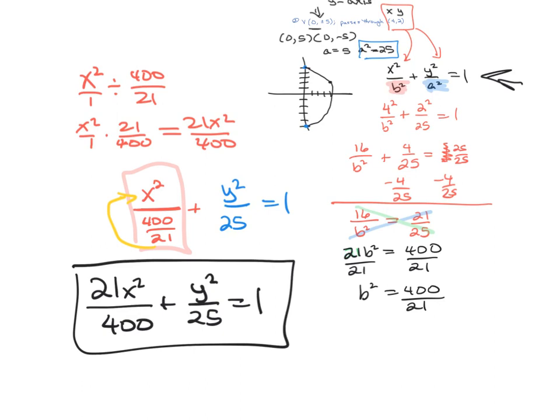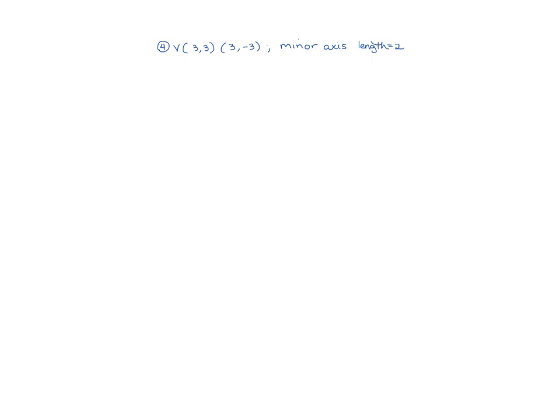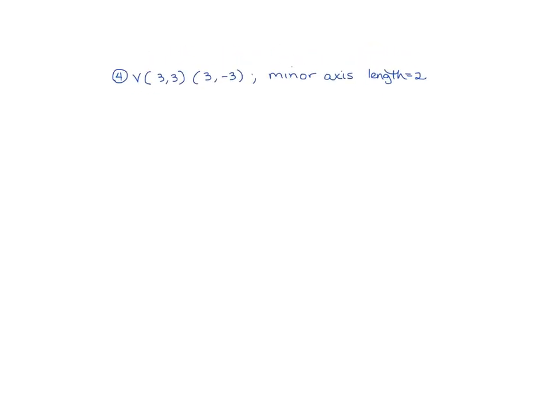All right, let's try one where our center point is not at the origin. So let's go ahead and again, let's get a visual. Now, whenever they give you the axis length, we always take this number and divide it by 2. Notice this time it was minor. Remember the minor axis, that's our b. So b equals 1. If I square both sides, it still stays 1. So b squared equals 1.